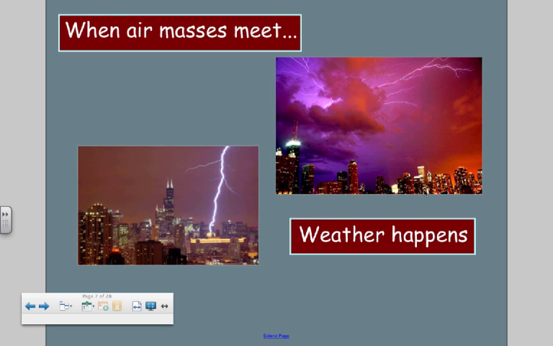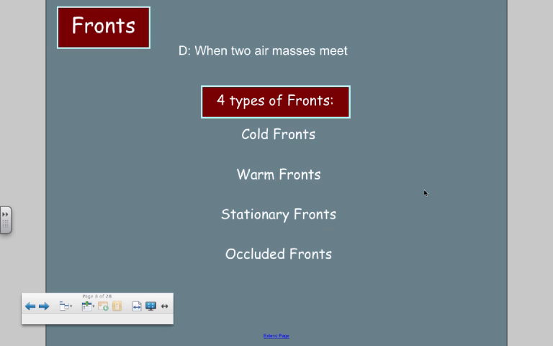Now, when 2 air masses meet, we actually get weather happening. We get rain and clouds and storms and things like that. Now, this is basically called a front. A front is simply when 2 air masses meet each other. Now, there are 4 types of fronts. 3 of these you saw in your textbook. The 4th one, though, is not in your textbook, so make sure you pay attention. And that's the occluded front.